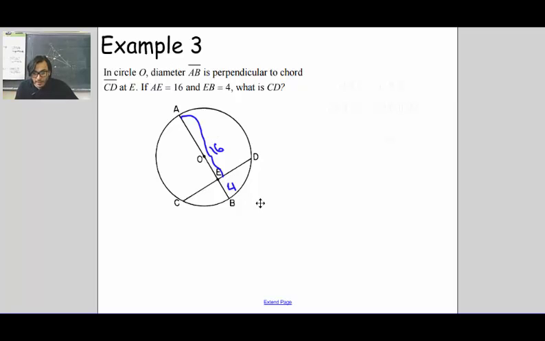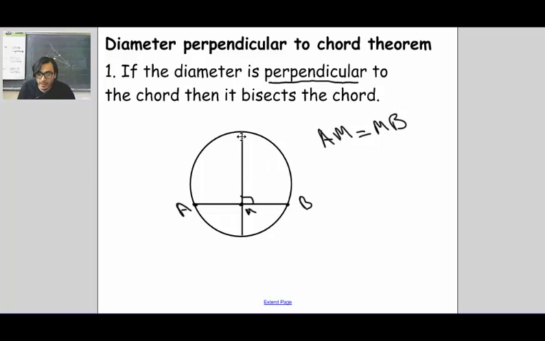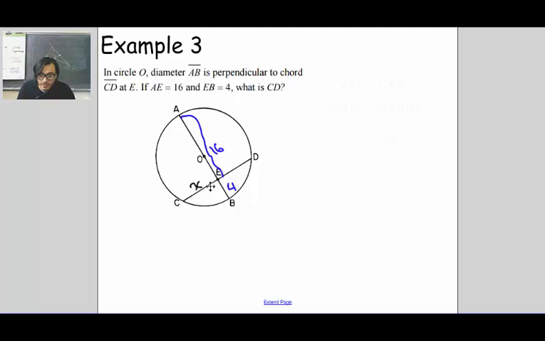So I got to label my X. Now, I could label the whole thing CD X. But what I'm actually going to do, a little audible here, is I'm going to label CE X. Now, remember what we just looked at, this theorem here, right? It says that if a diameter is perpendicular to a chord, then it bisects the chord. AM is equal to MB. So if CE is X, that means ED is also X. Once I find out what X is, then I can just add them up to get CD.